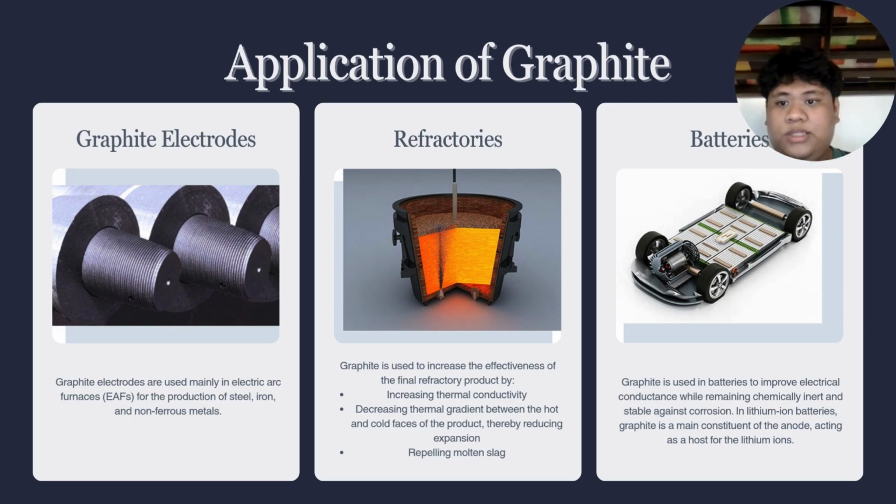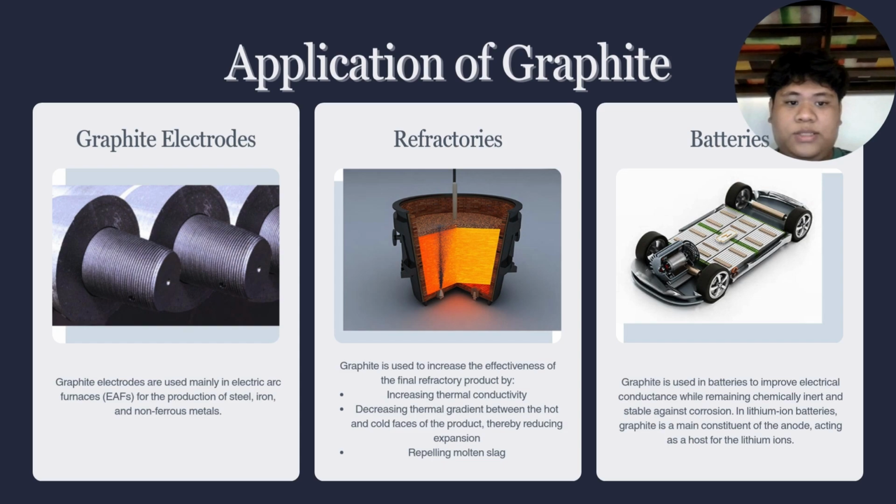And the second one is refractories. Graphite additives are used in the production of refractory material for high temperature environments such as the lining for furnaces, kilns, incinerators and reactors. What graphite can do is increase the thermal conductivity, decreasing thermal gradient between the hot and cold phases of the product, thereby reducing expansion and repelling molten slag.